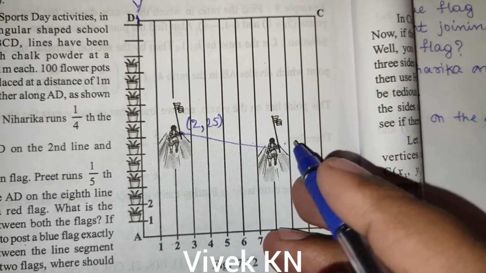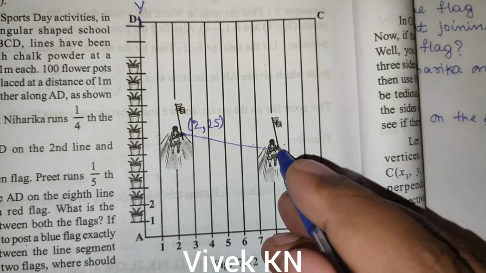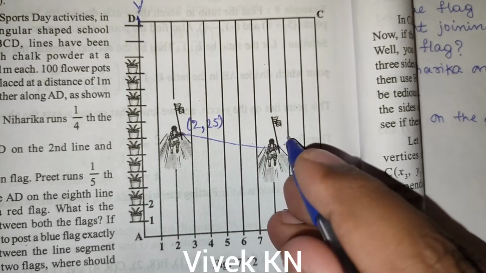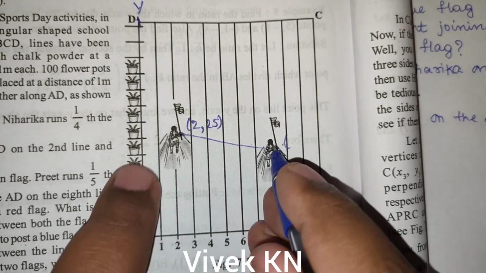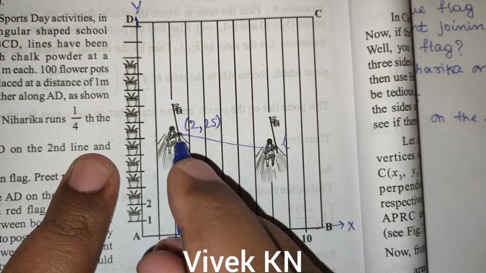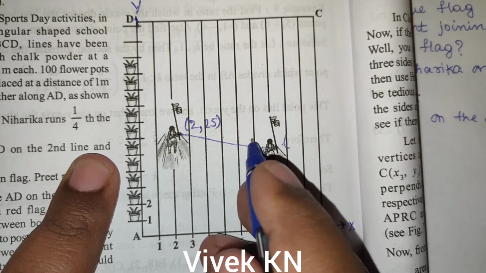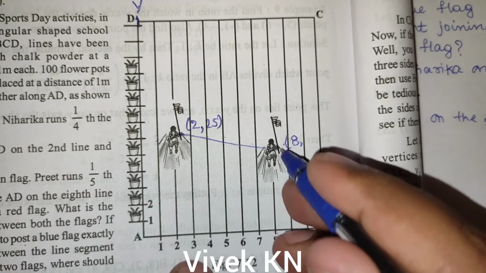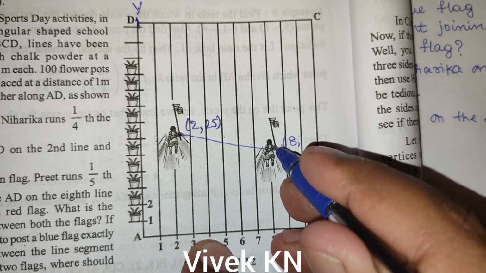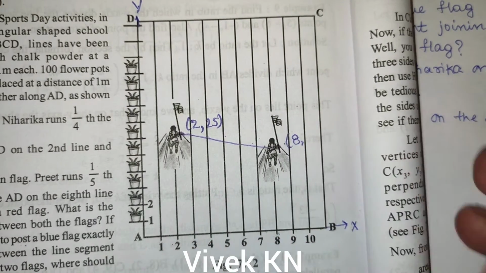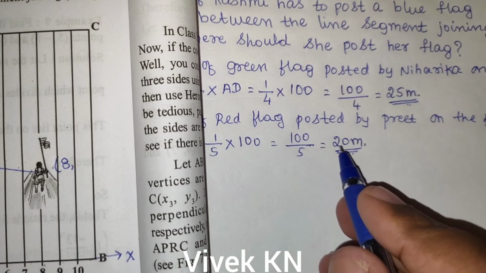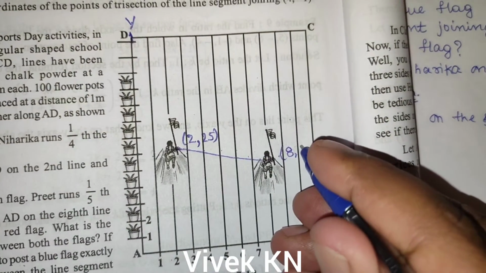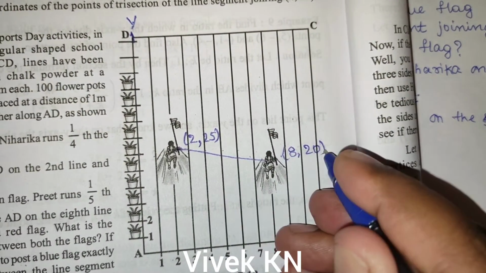And now the distance of a point from the y-axis is called its x-coordinate. That is, the distance of this point from the y-axis is 1, 2, 3, 4, 5, 6, 7, 8. So the x-coordinate is 8, and the distance of the point from the x-axis is the y-coordinate. That is, the value of y is 20 meter. So 8, 20 are the coordinates of this point.